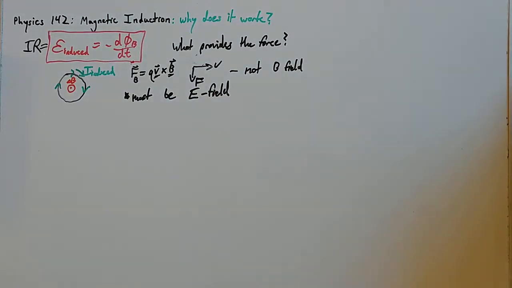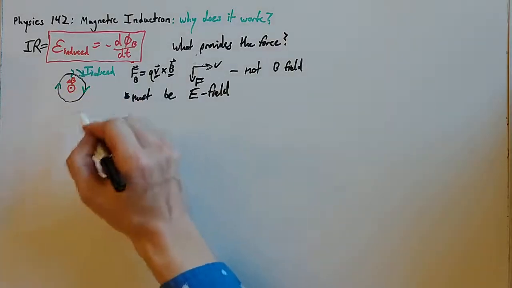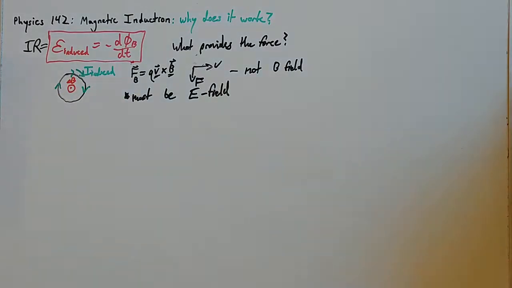But this electric field is going to be a little weird because it's going to make things go in a circle. And we haven't actually had any electric fields that make things go in a circle before. But we know it has to be an electric field because it can't be a magnetic field and it has to push on the charges somehow.